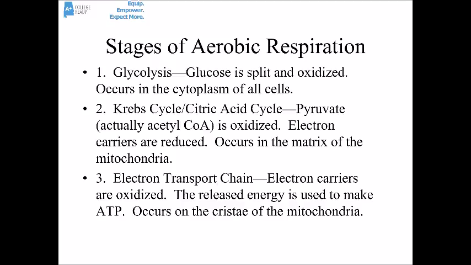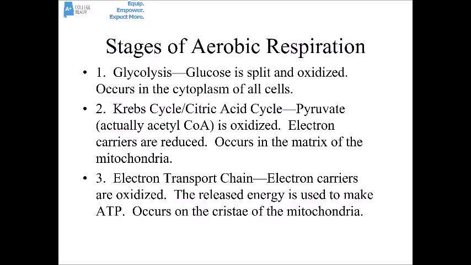Krebs cycle, or the citric acid cycle: during that process, the pyruvate, which we'll talk about a little bit later, that's formed during glycolysis, is oxidized. The electron carriers are reduced, and this process occurs in the innermost part of the mitochondria, or the matrix. Now, in bacteria, this occurs in the cytoplasm as well.